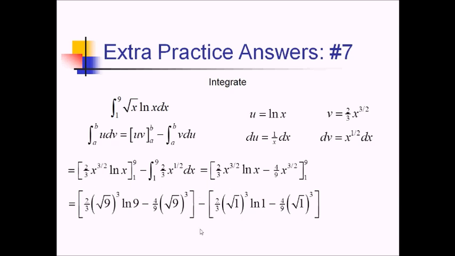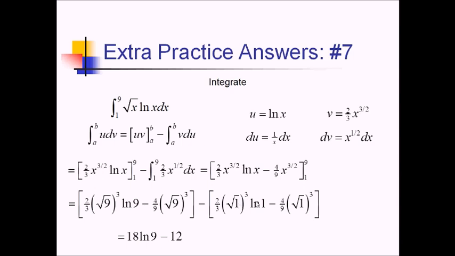All right, so let me go through this now step by step, just to practice simplifying in case you ever see something like this on a multiple choice. So over here, the square root of 9 is 3. Cube that, we have 27. 2/3 of 27 is 18, so this is 18 ln of 9. Here, we have essentially 4/9 times 27. That's going to be 12, so minus 12.